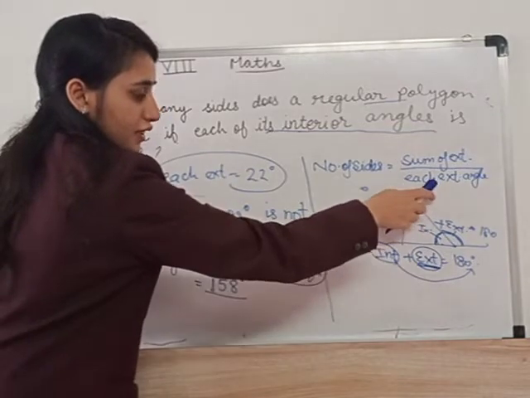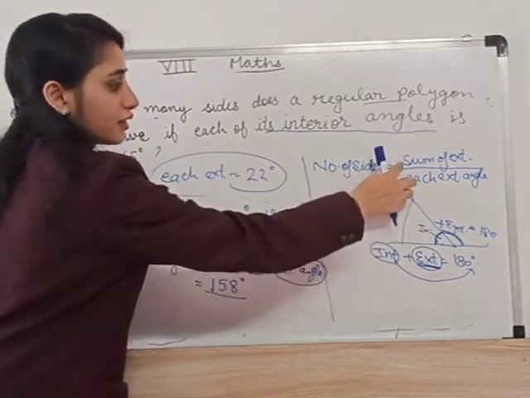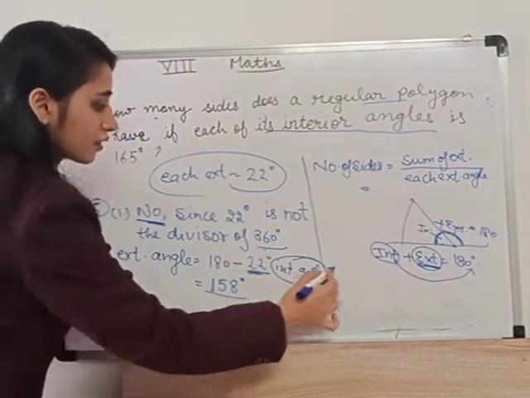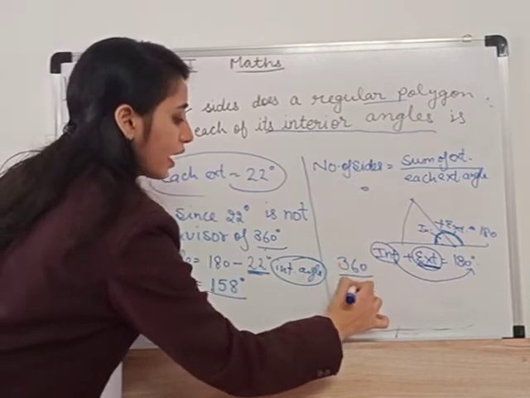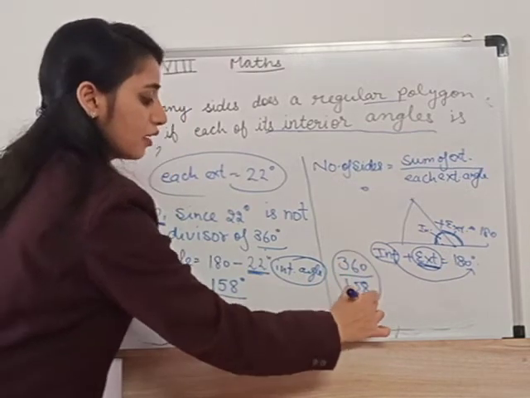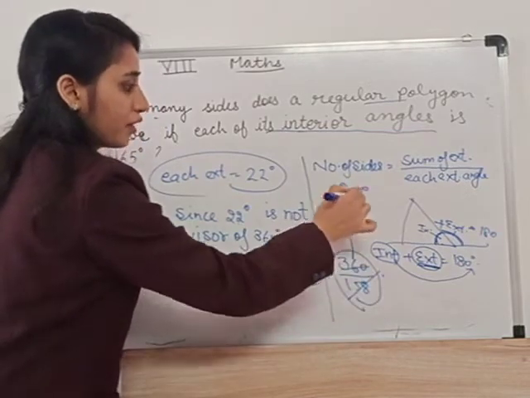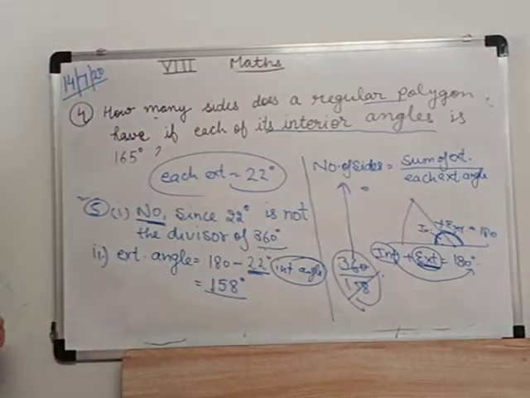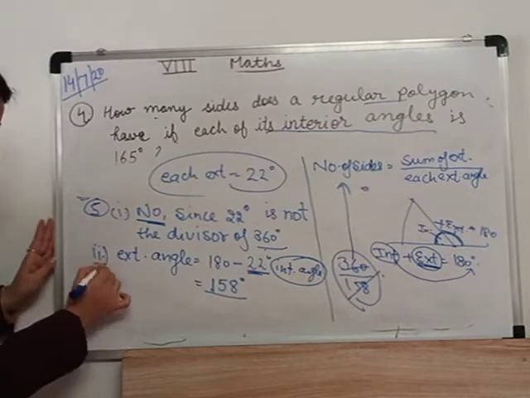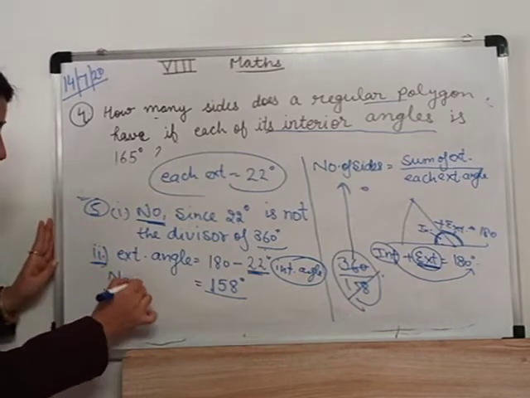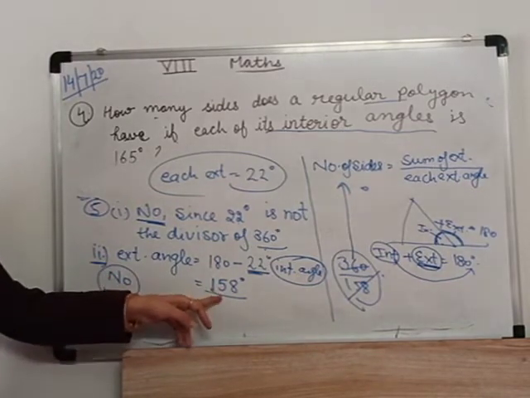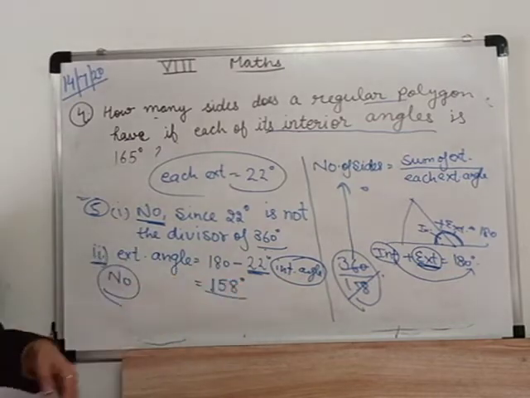See, each exterior angle is 158 and the sum is 360. 360 is divided by 158. Is it possible? No, because the answer is in decimal and the number of sides is not a decimal. So the second part answer is also no, because 158 is not a divisor of 360.